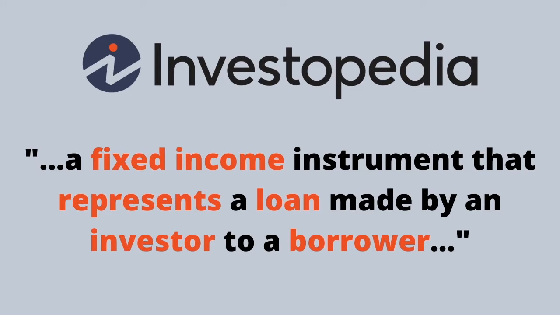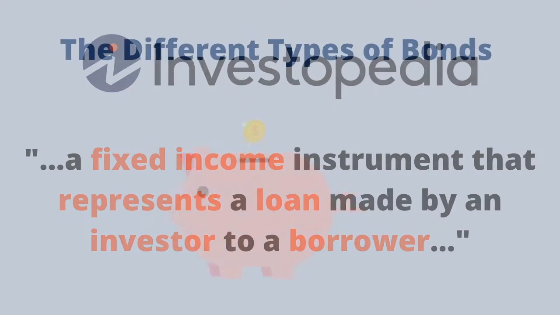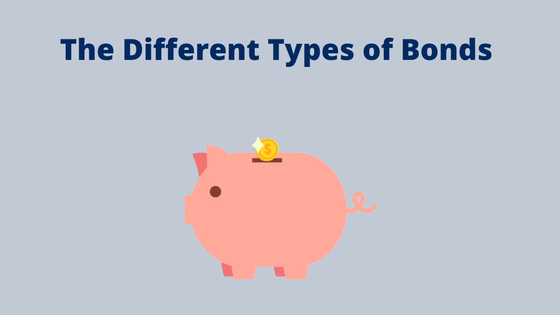According to Investopedia, a bond is a fixed income instrument that represents a loan made by an investor to a borrower, typically corporate or governmental. They come in different categories and with different characteristics. Here's a summary of the main types.